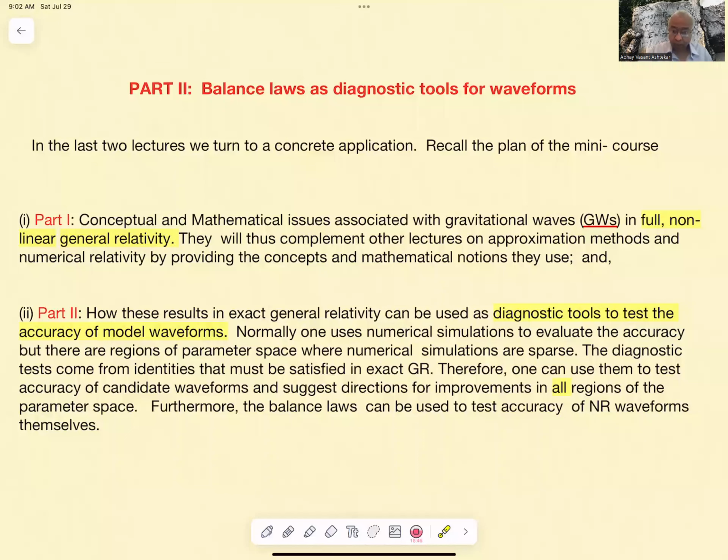Dual title. One was mathematical foundations and also applications. And today, in fact, we're going to talk about the applications. So this is the second part.